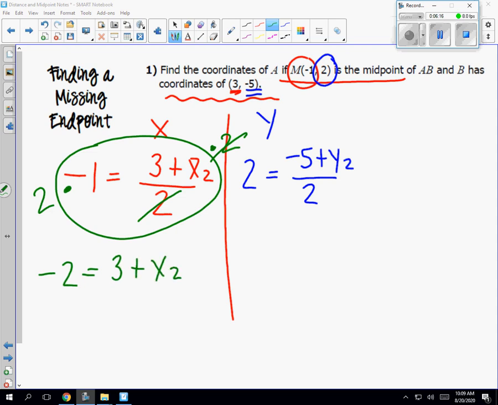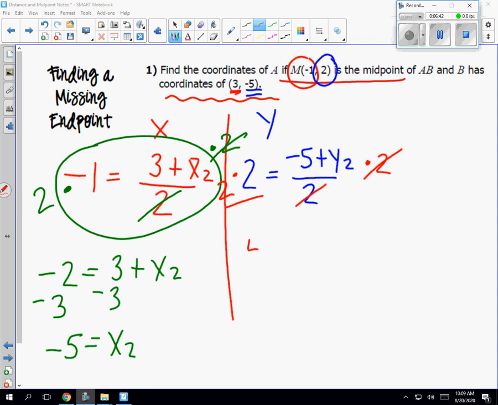So now we can find x2 by just a simple algebraic equation. To get it by itself, I subtract 3 onto the other side. I do the opposite operation, and I have -5 equals x2. And then the same thing on the y part, I multiply both sides by 2 to get the 2 off the bottom, so those cancel out.